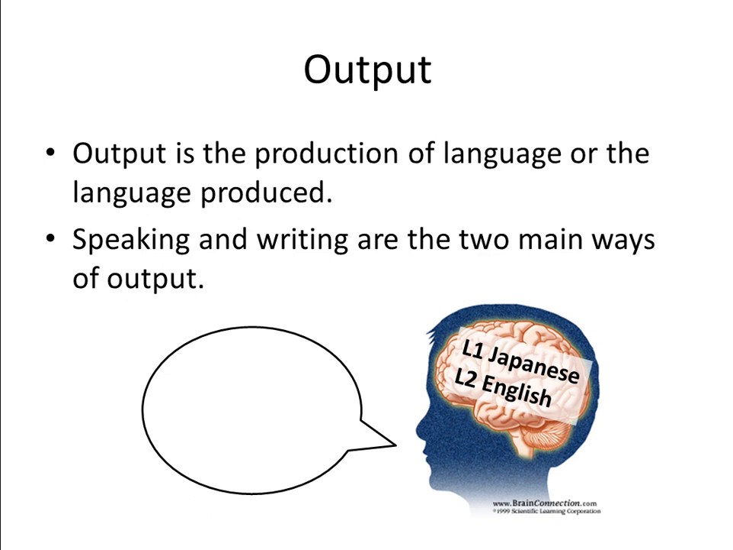Of course, here we are talking about spoken language such as English and Japanese. But if we talk about a sign language such as American Sign Language or Japanese Sign Language, then signing would be output, of course. But we're not going to talk about sign language in this video. So speaking and writing are the two main ways of output. When we say something, that's output.